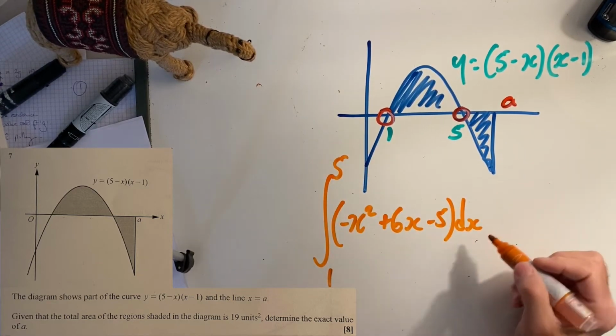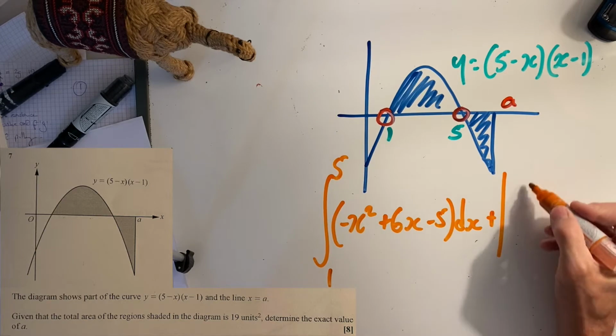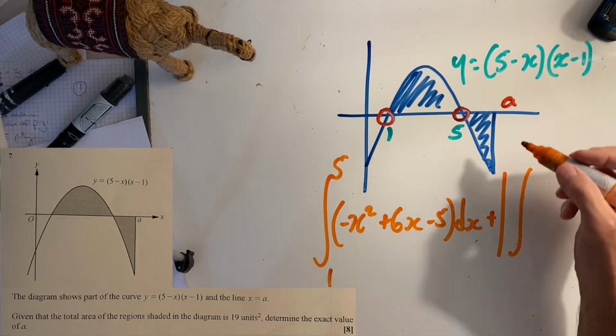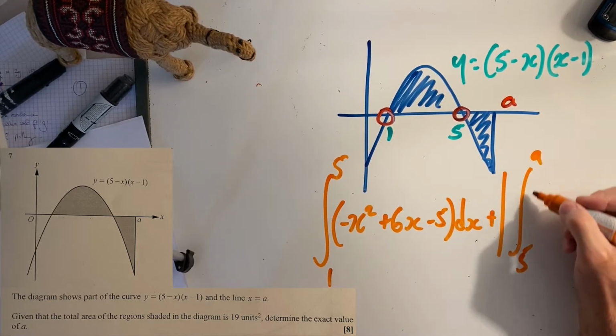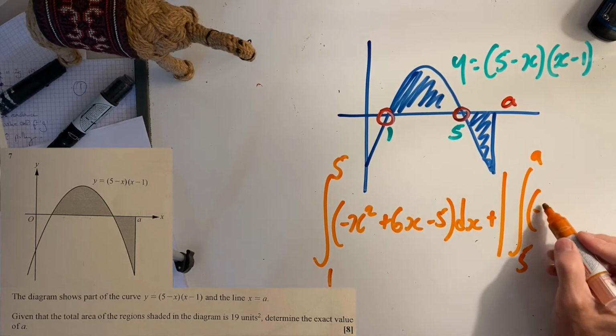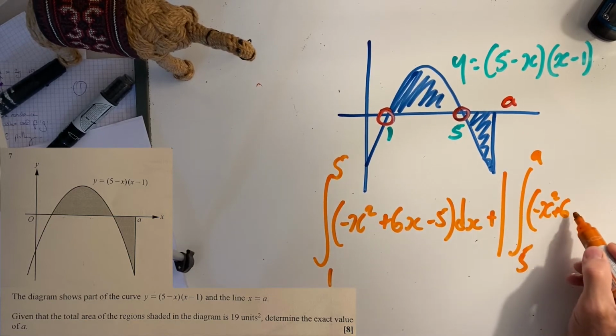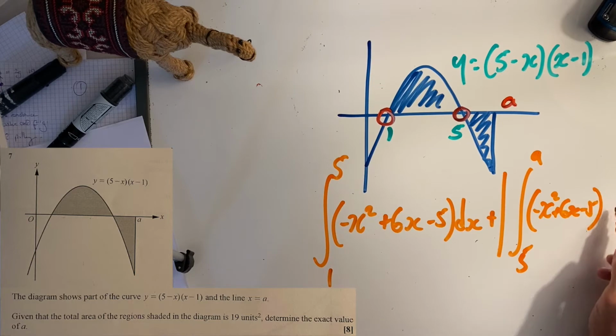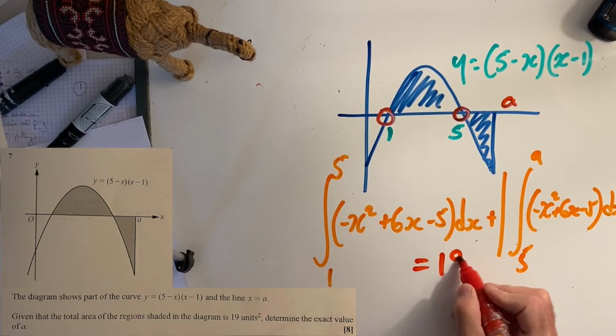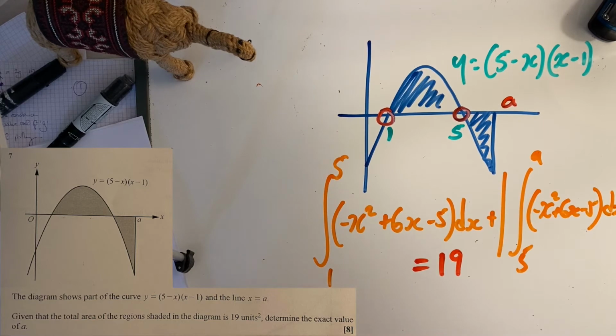So I get that. And then I'm going to add the modulus value, and this is between 5 and a of that same function. And I'm told that this all equals 19. So that's what I've got to do.